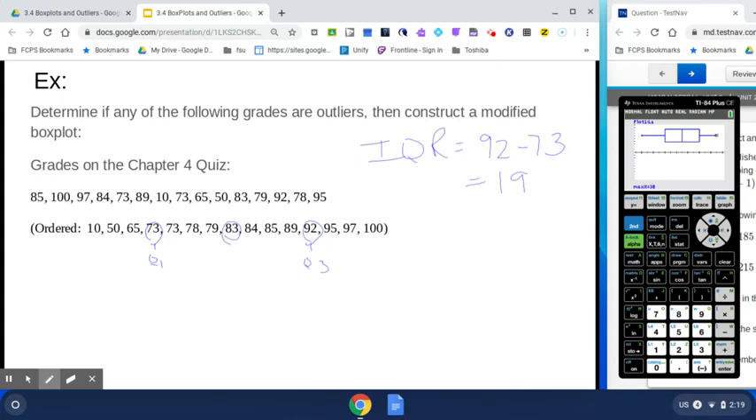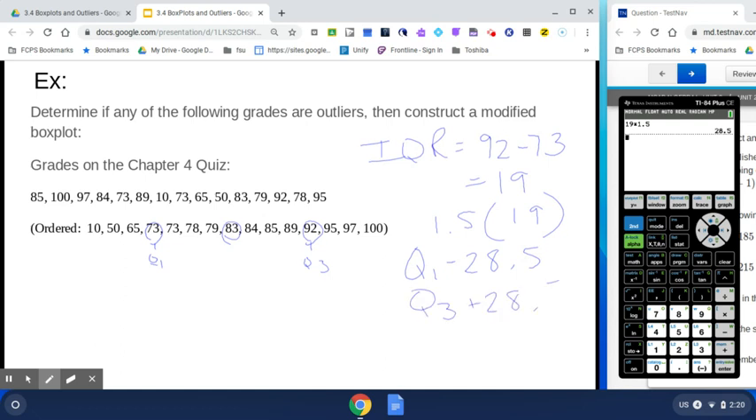Okay, the next step is that we're going to multiply that interquartile range by 1.5. So I'm going to go ahead and do that over here. 19 times 1.5 gives me 28.5. So I'm going to take Q1 and subtract 28.5 from it. And I'm going to take Q3 and add 28.5 to it. Okay, so Q1 was 73. And again, we're subtracting the 28.5. So that gives me 44.5.